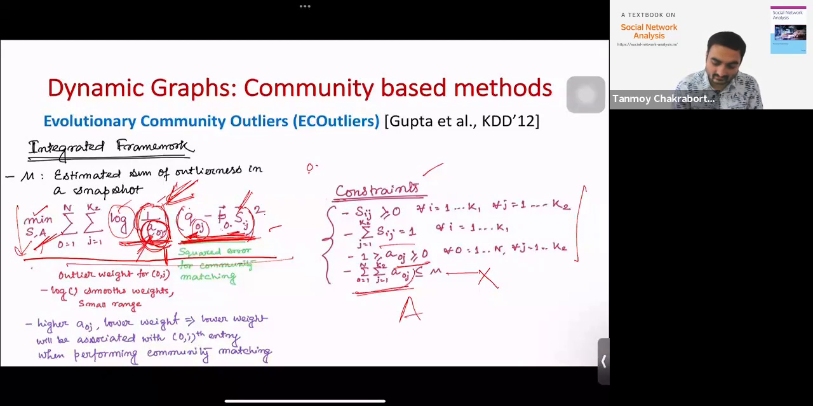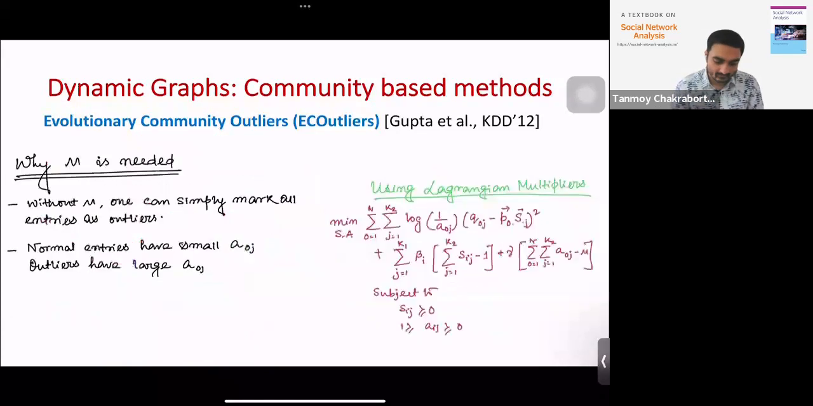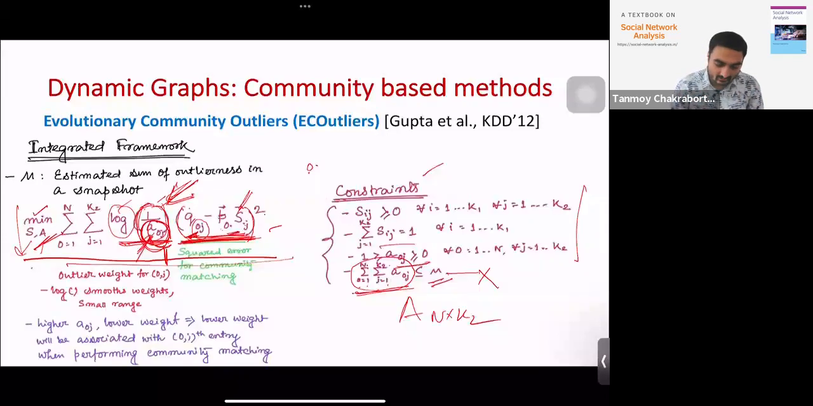So what the author suggested is that the sum of values of this A matrix, you see, this is the sum of all the values of this A matrix. O ranges from 1 to n and J ranges from 1 to K2, because this is n cross K2. Sum of all the entries of A should be less than or equal to mu. What is mu? Mu is a threshold, which basically determines the total outlierness scores of a system. Okay, clear?